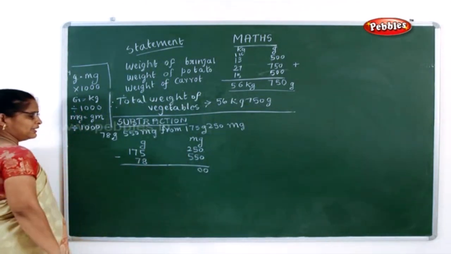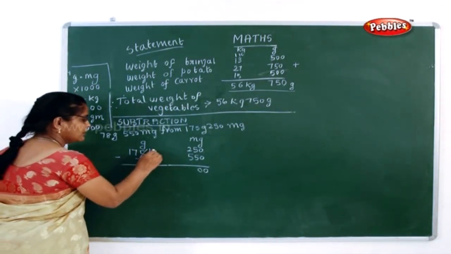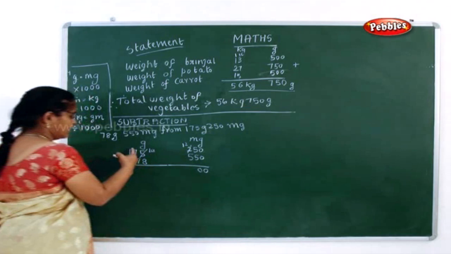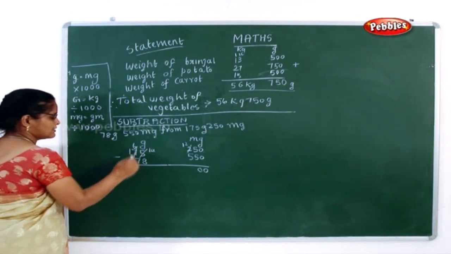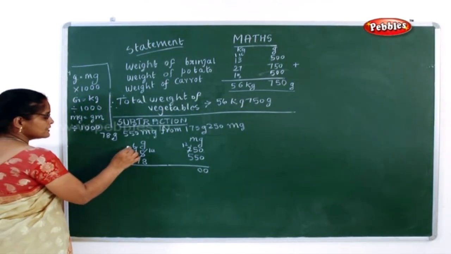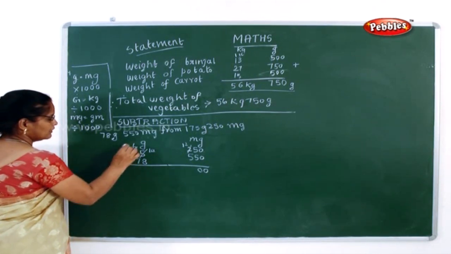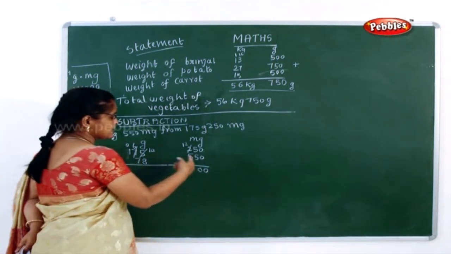This 2, you can't minus it. Immediately you are borrowing it here, and this will become 12. And again when you are borrowing, this will become 16. 6, and this will become 0. Is it clear now? Now, what is 12 minus 5?